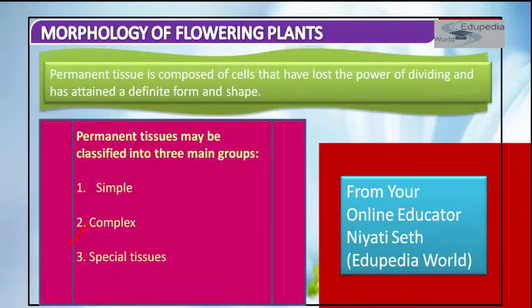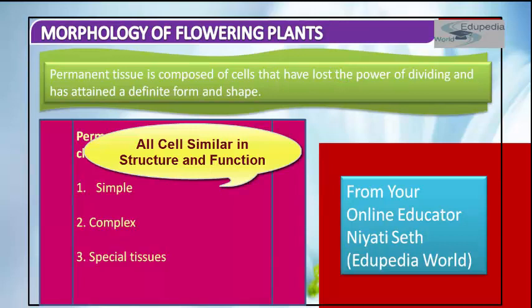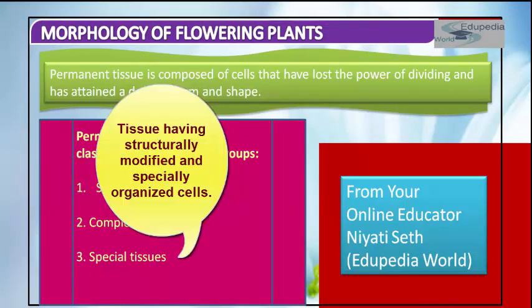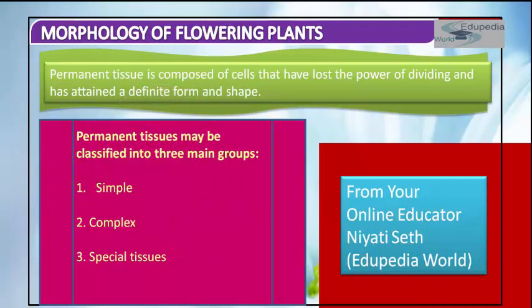Now come to the permanent tissue. As I told you, they have lost the power of division and thus attain a definite form and shape. The cells of the permanent tissue do not generally divide further. Permanent tissue having all cells similar in structure and function is called simple tissue. Permanent tissue having many different types of cells is called complex tissue. So permanent tissue may be classified into three main groups: simple, complex and special tissues.